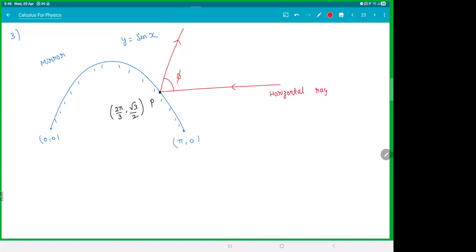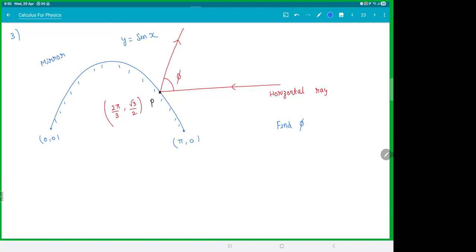So a horizontal ray hits a mirror and bounces off at an angle phi. P is the point where it hits, and the coordinates are 2 pi by 3, comma root 3 by 2. Then find the angle phi. You won't get any standard angle. You'll get something like tan inverse something. It's okay. That's how you can represent it.